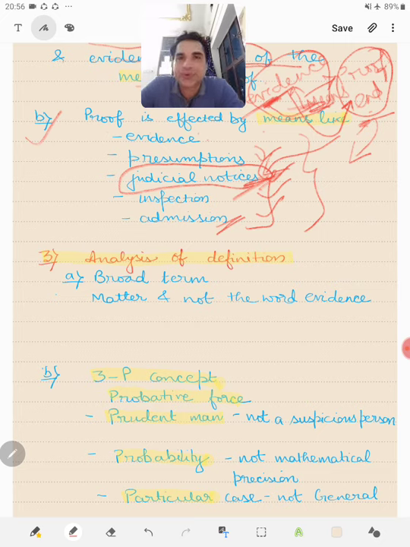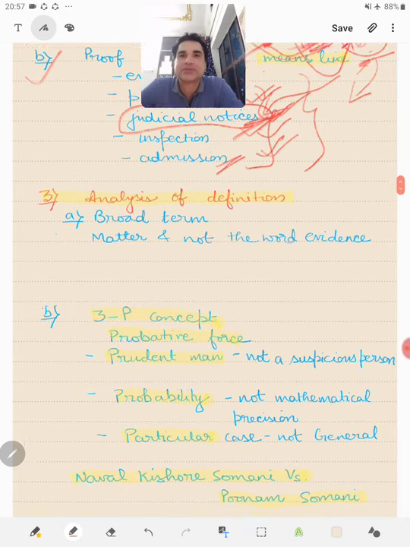So, the terms proof of a fact and evidence of a fact are not synonymous. Proof is the end result, while evidence is one of the means to prove a thing. At the same time, there are other ways also through which a thing can be proved, and one of them is evidence; others are presumptions, judicial notices, inspections, and admissions.